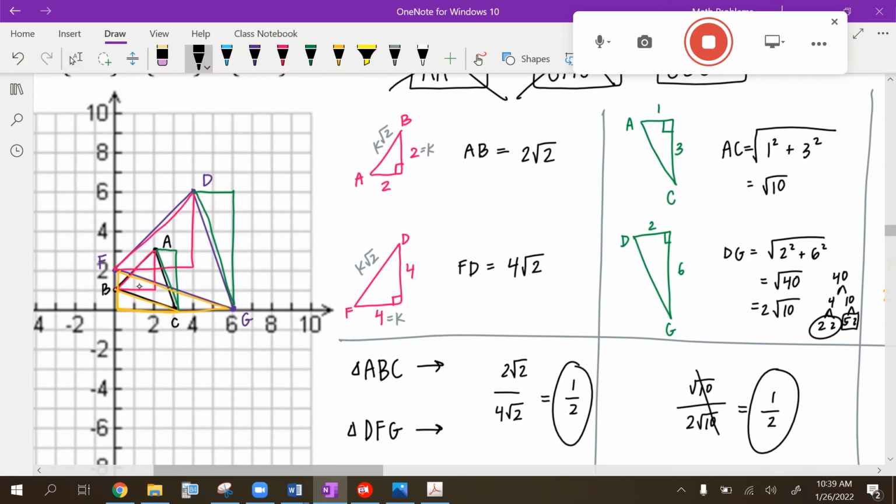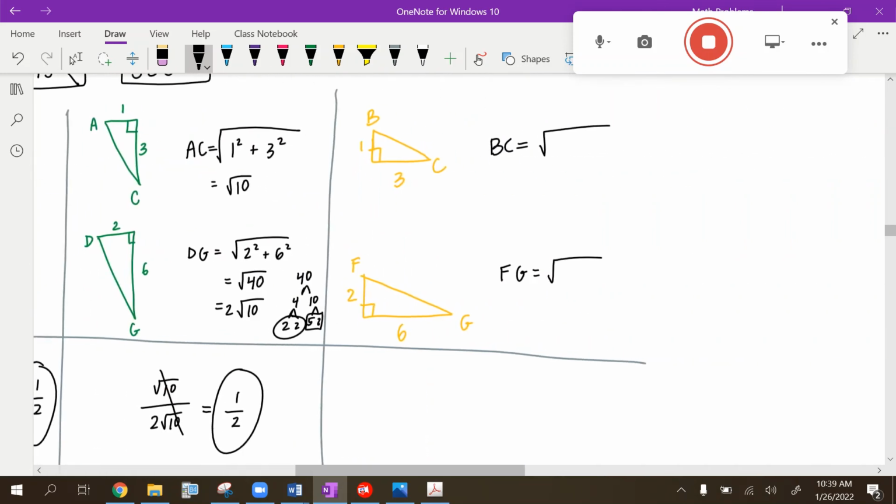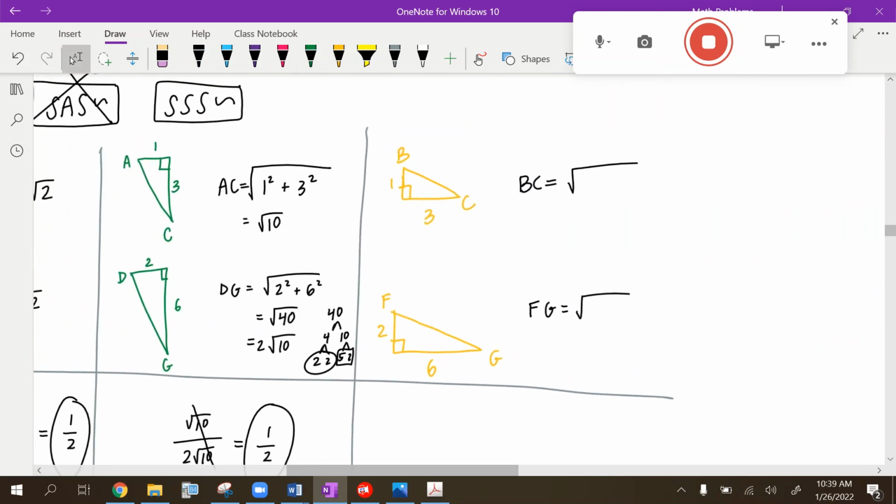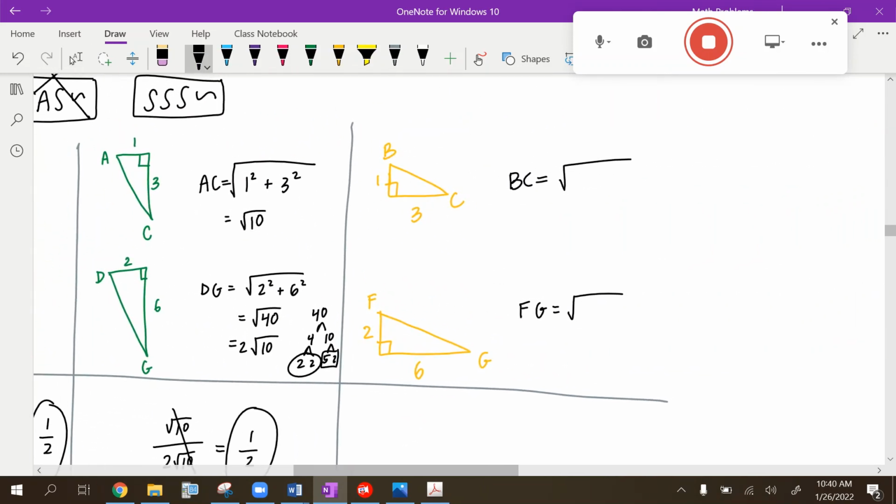Now I'm using the yellow or the orange triangles to find BC and FG. I have them drawn here. Now I already did this right triangle, 1 and 3 as the legs, and I already found it's square root of 10. BC and AC are the same length. Similarly, FG and DG are going to be the same length. Notice the right triangle turns out the same. It has the legs 2 and 6. So I know that FG is going to be square root of 40 or 2 square root of 10.